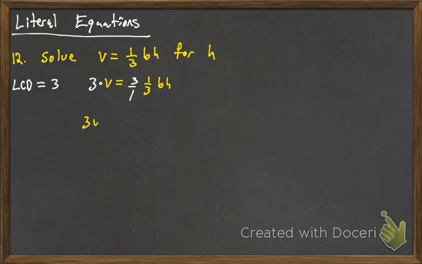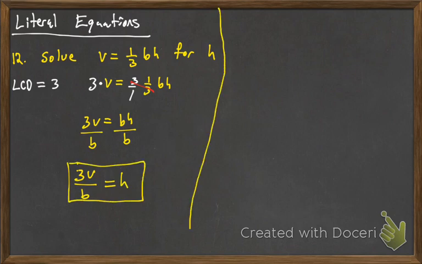So we have 3 volume. The 3's on the right-hand side are going to absorb, and that's equal to BH. The B and the H are connected by multiplication, so to isolate the H, we're going to divide by B. So 3 volume divided by B is equal to H. Okay, and that's it. We don't get a numerical answer. That's our answer here.